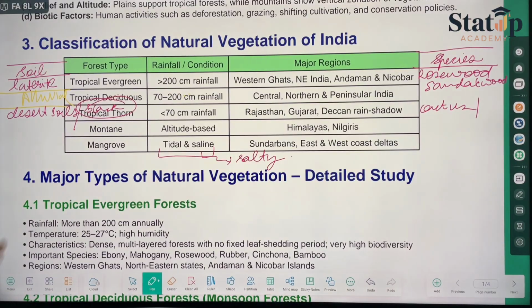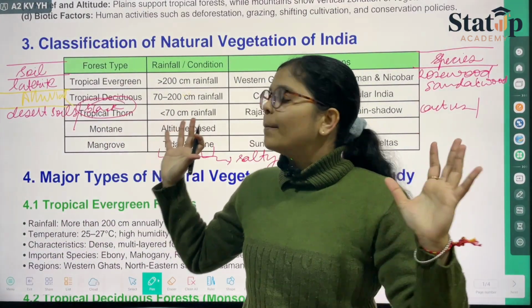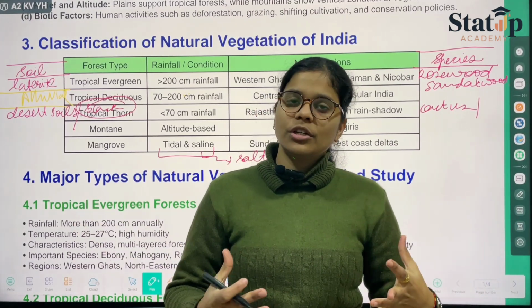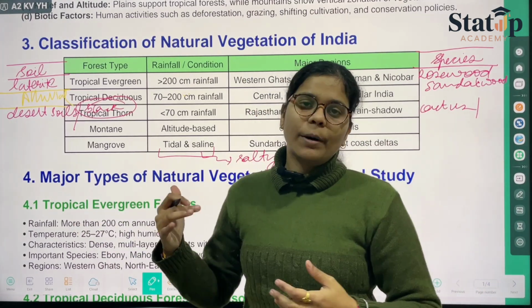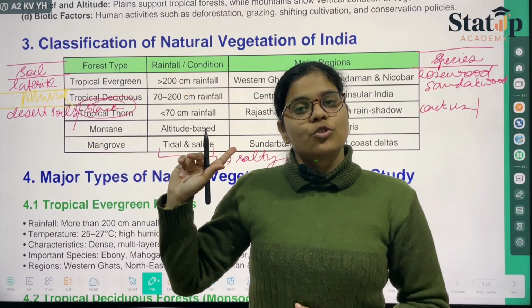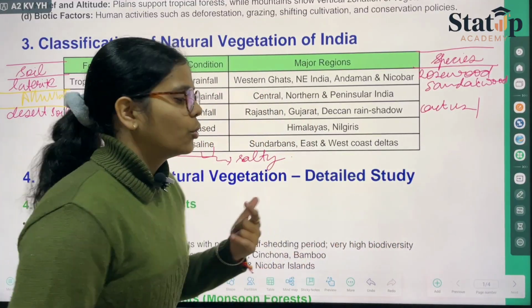Next, this table has to be learned, has to be grabbed in your mind, and has to be completed by you, so that whenever you answer any question in your PYQ, you can do it well. I will show you a PYQ based on the mangrove type. So it came in your PYQ, and that way you can answer your question.